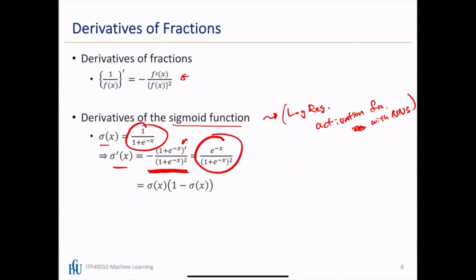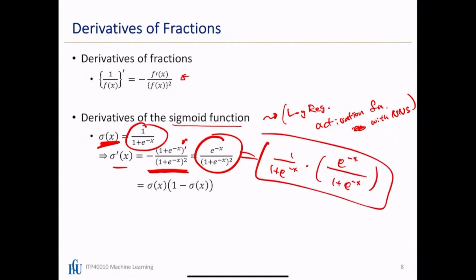If you try to find the original form of this, it is equivalent to 1 over 1 plus e to the minus x, times e to the minus x over 1 plus e to the minus x. So you can easily come to this form: the original sigmoid function multiplied by 1 minus the sigmoid function. This sort of recurring pattern, where if you take the derivative or play with the sigmoid function you can reorganize the equation in terms of the sigmoid function again, is used a lot in machine learning.